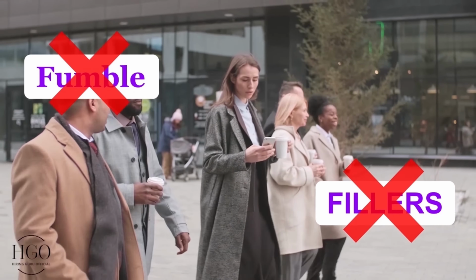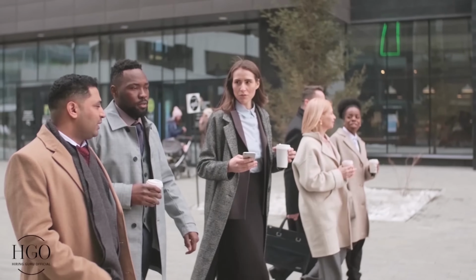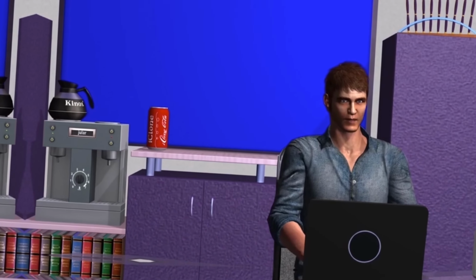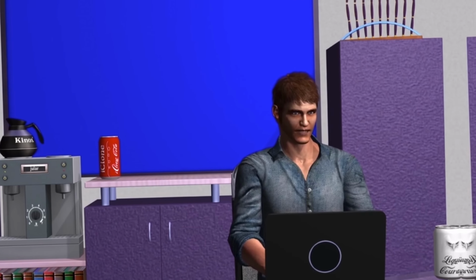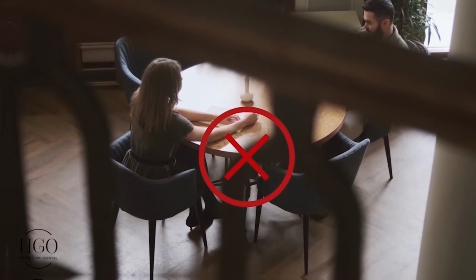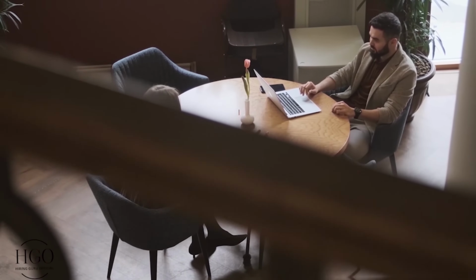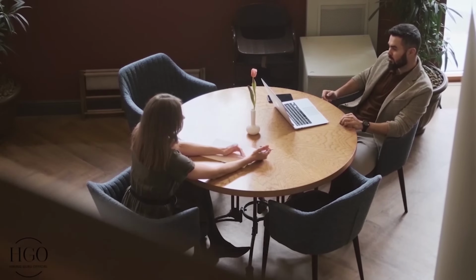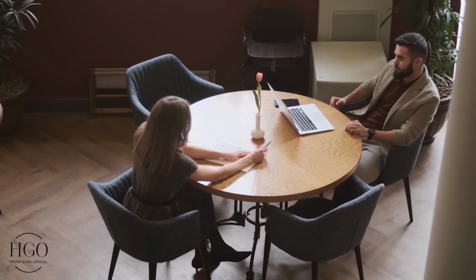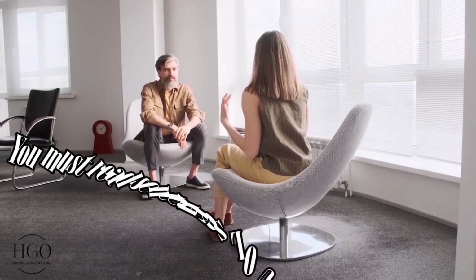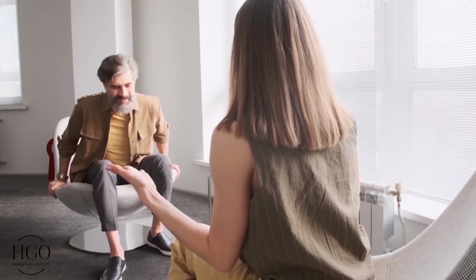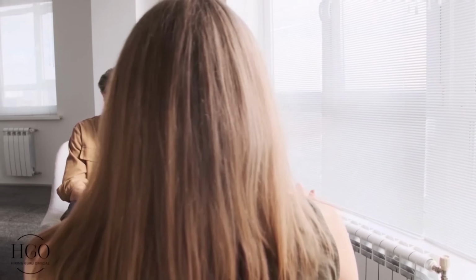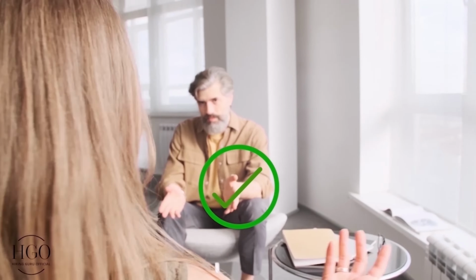Let me explain you इस section में numbers कैसे कर. Let's understand through an example. He cooks hamburgers and leaves his dirty dishes in the sink all night. यहाँ पर आपने जब या fillers use किए, bot will take it as you have some reading issues and you will be marked down. You must read sentence loud and clear and in a flow. You should read it like this. He cooks hamburgers and leaves his dirty dishes in the sink all night.